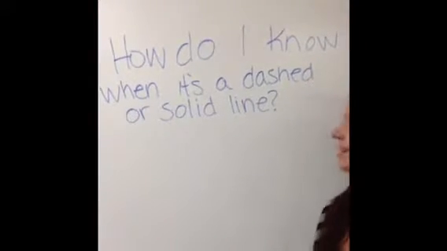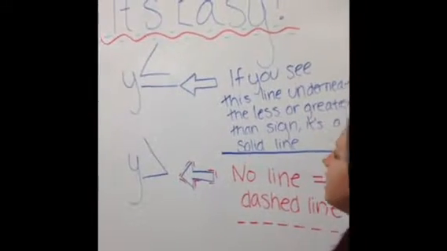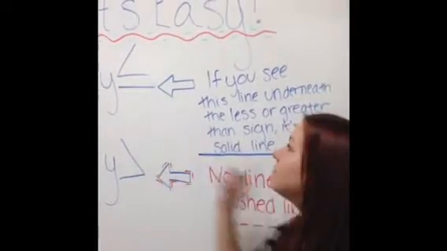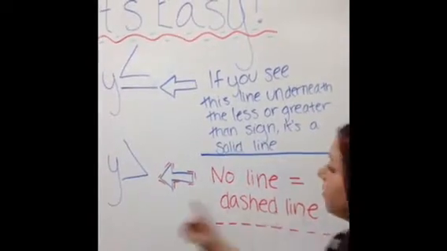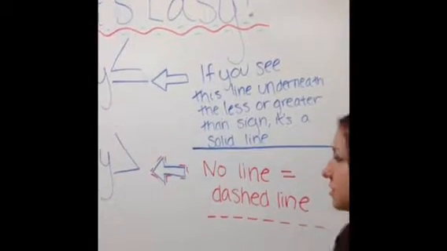One of the things is whether it's a dashed or solid line. If you don't know how to do it, it's pretty easy. If there's a solid line under the symbol, then that means it's a solid line on the graph. If there's no solid line, that means it's a dashed line because there's no solid line to prove it.